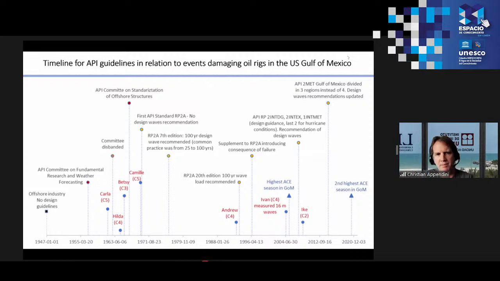So this is a timeline, which I'm not going to go over, about the API developments in the Gulf of Mexico. But the first standard, although with no design wave recommendation, came after several tropical cyclones.